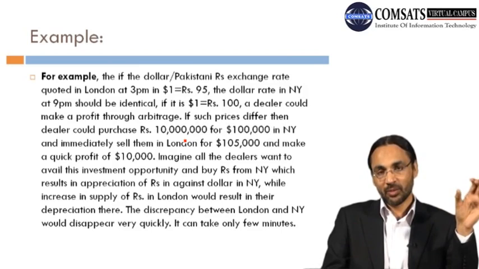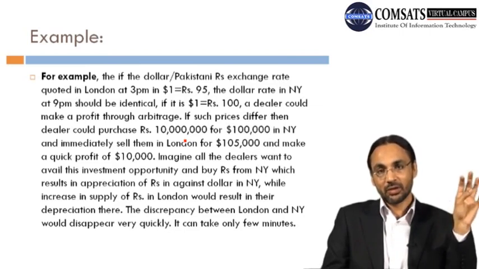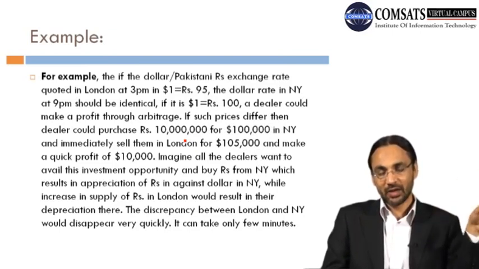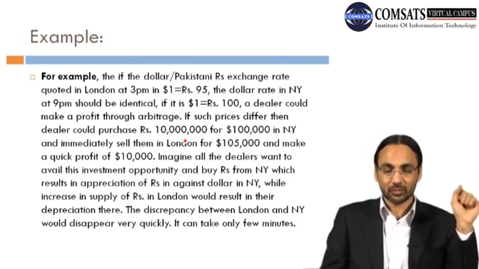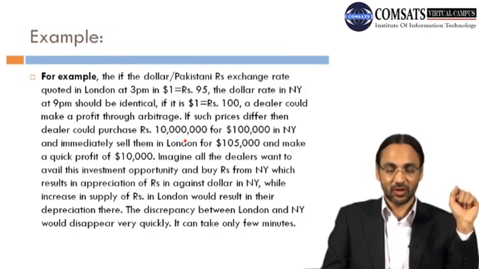What are they going to do? What is going to happen? In New York, the demand for Pakistani rupees will increase, so the rate will increase as well. And in London, everybody is selling the Pakistani rupee. There will be more supply and lower demand, and the rate will go down. The increase in supply of rupees in London would result in their depreciation, so the discrepancy between London and New York would disappear very quickly.